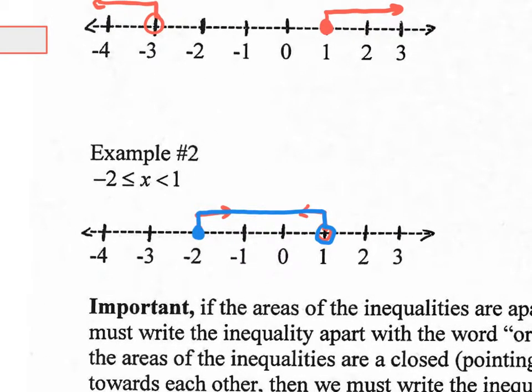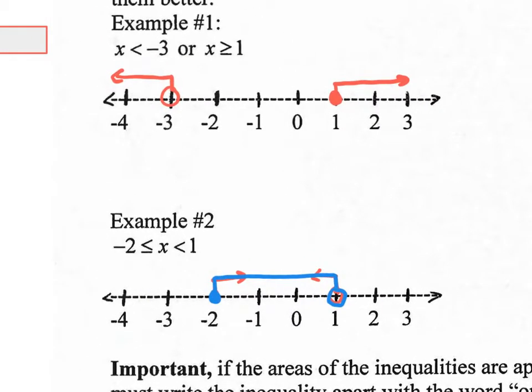What do you guys think? Okay, so once again, if two inequalities are separated with the word "or", obviously the areas are going to be separate, going that way or that way. But if the compound inequality is written together with the x in the middle, then you know your areas are going to be together right here.